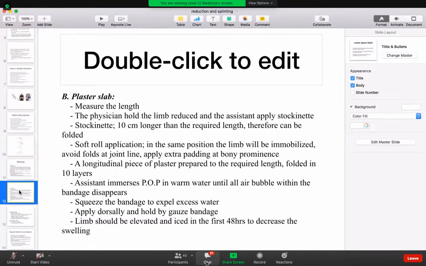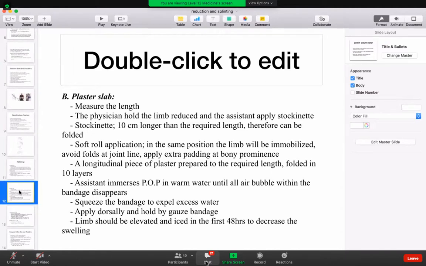Back slab is different. It's a half. It's not a circumferential slab. So you do the same. You measure the length. Someone should be holding the limb, and the other one is doing the actual casting. So you put the stockinette the same way, and also you put the soft roll the same way.